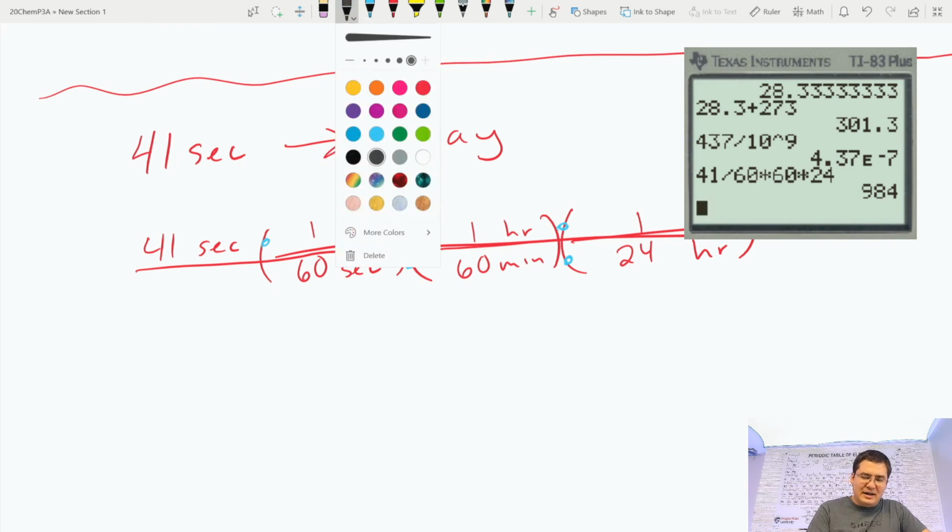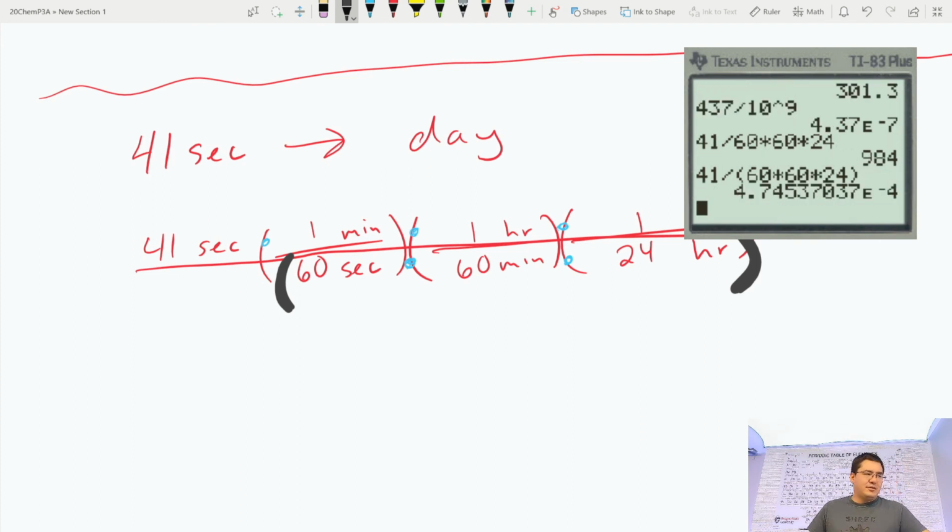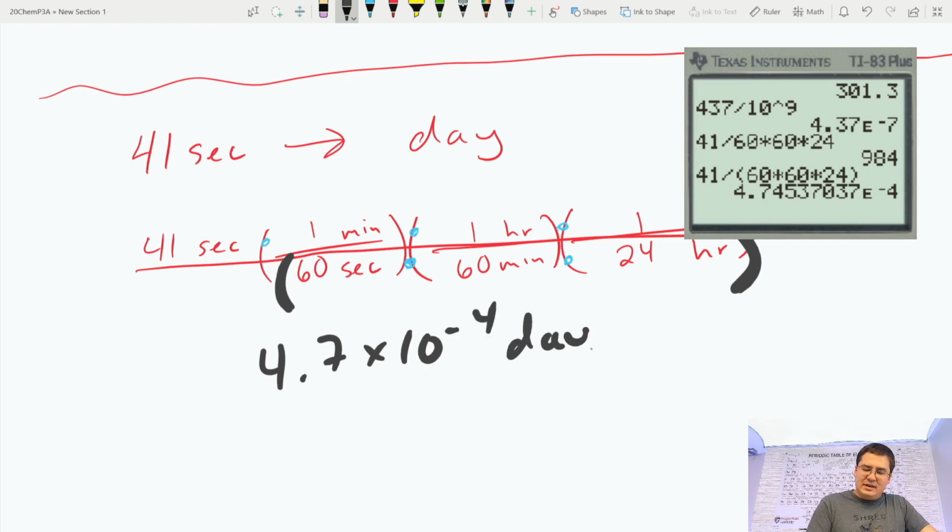I like this one. I always just would put parentheses down here and type it in like 41 divided by parentheses 60 times 24 close parentheses. This is a little more reasonable. You get 4.7 times 10 to the negative 4th days. Okay, 4.7 times 10 to the negative 4th days.